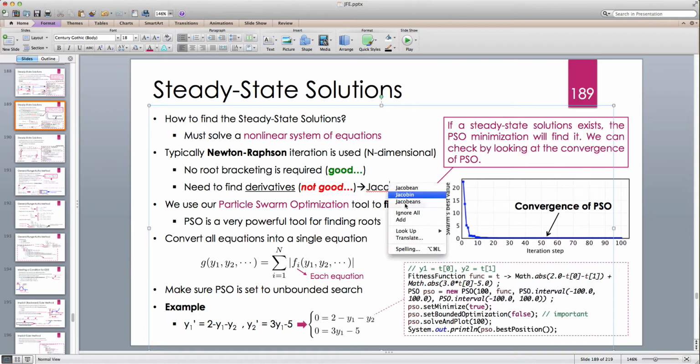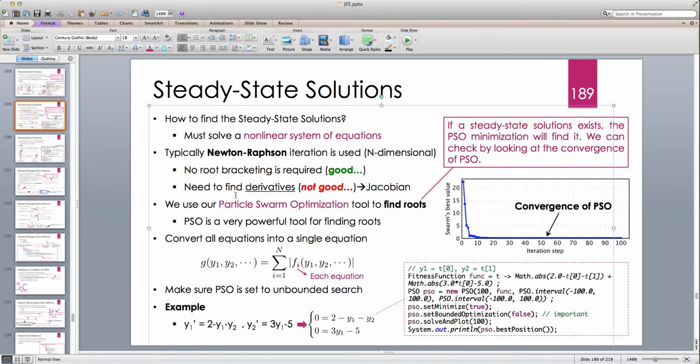I'm just going to write Jacobian here. Jacobian means it's a matrix of partial derivatives. So it's not just one derivative or two derivatives. You have to calculate the derivatives and then the cross derivatives, dy1, dy2. Eventually it gets pretty complicated, and the other thing is that numerically calculating derivatives is not easy.